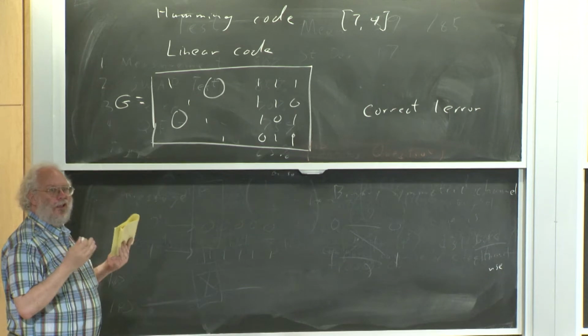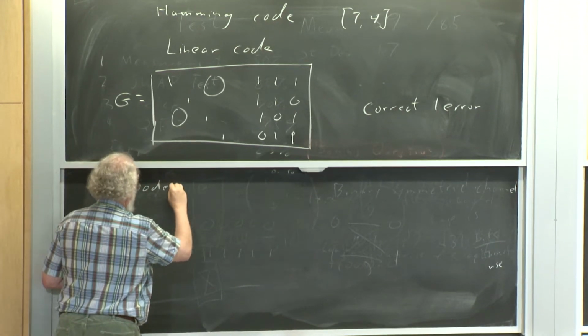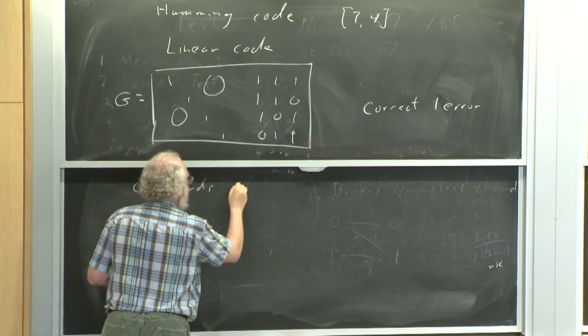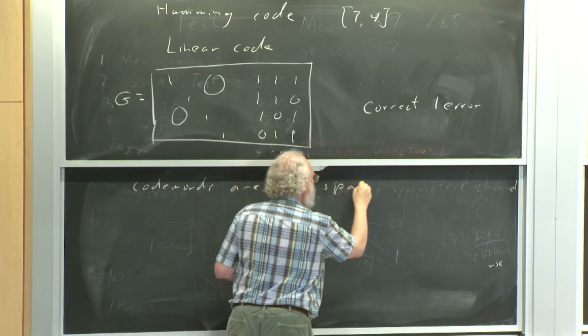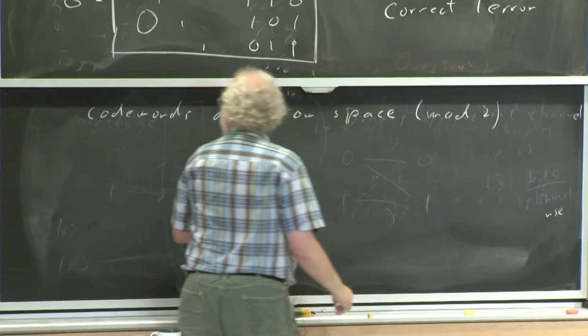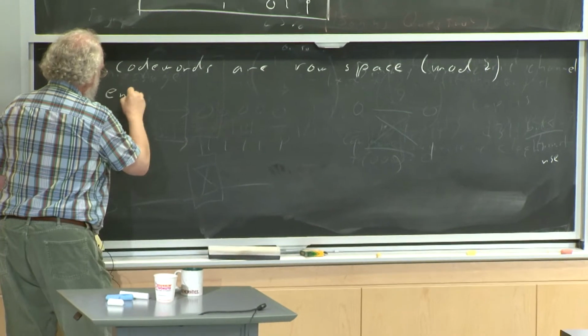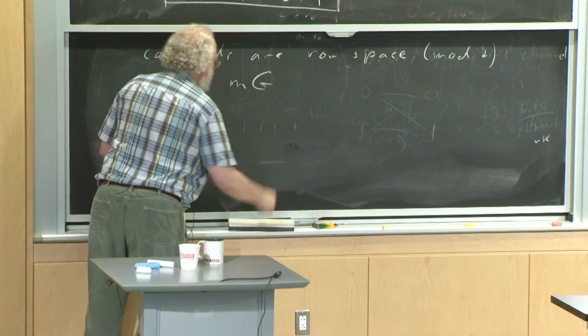And how do we, well, what is this? The code words are the row space mod 2. To encode, m times g.